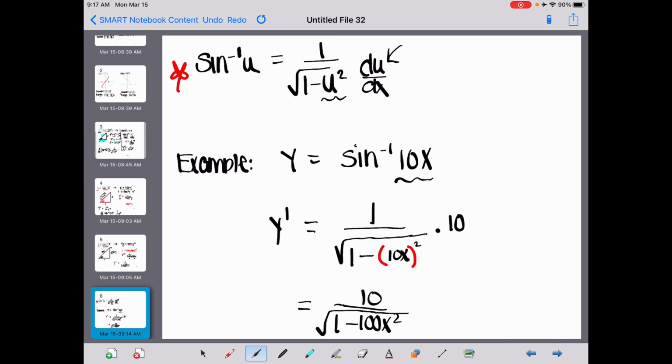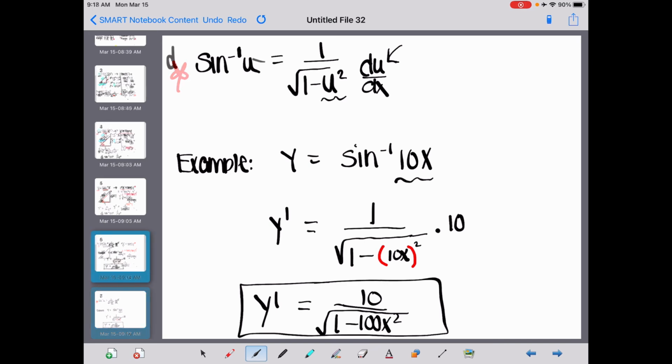I'm going to attach the 10. 10 times 1 is 10. Just put it on the numerator. And that's your final answer. Be careful, guys. I should have had a d/dx, meaning the derivative of sine inverse of u is equal to 1 over the square root of 1 minus u squared, times du/dx. So just be careful with that notation. It's not just sine inverse u, it's the derivative of that.